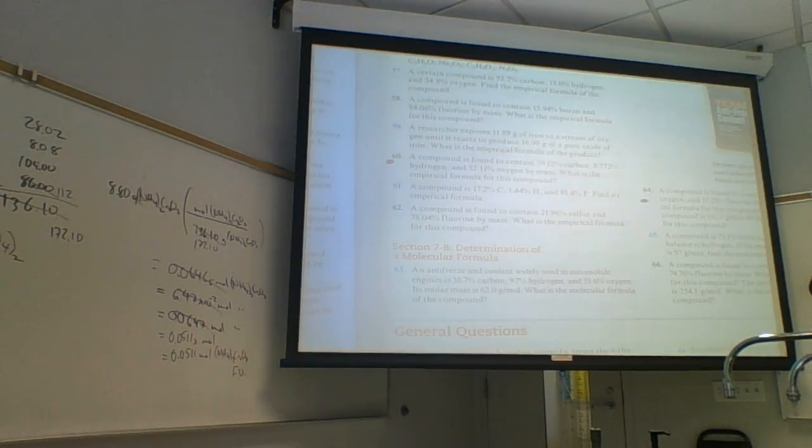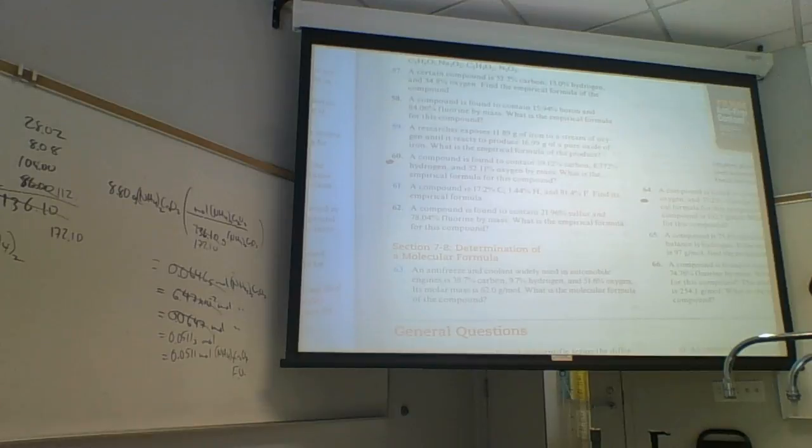The first step is we assume a 100-gram sample, so it's going to give us 39.12 grams of carbon, 8.772 grams of hydrogen, and 52.11 grams of oxygen. And then empirical formula is as simple as mole ratio. So we got to go from grams to moles, using molar mass. The molar mass of carbon is 12.01 grams per mole of carbon atoms. For hydrogen, it's 1.008. We're going to use this one rather than 1.001 because this is standalone. So 1.008 grams of hydrogen for every mole of hydrogen atoms.